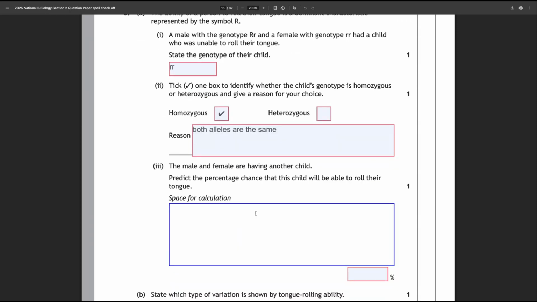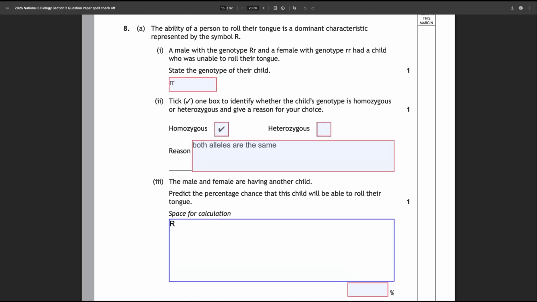Okay, the male and female are having another child. Predict the percentage chance that this child will be able to roll their tongue. Okay, so we've got a male who is capital R and small r, and we've got a female who is small r small r. So if we look at all the different combinations here, now you'd probably want to draw out a Punnett square here, ideally, but I'm going to be typing this, so I'm just going to write out what the combinations would be. So the father, the male, has a capital R.